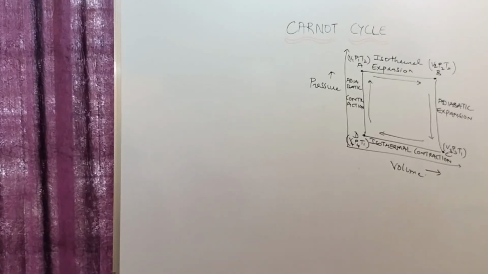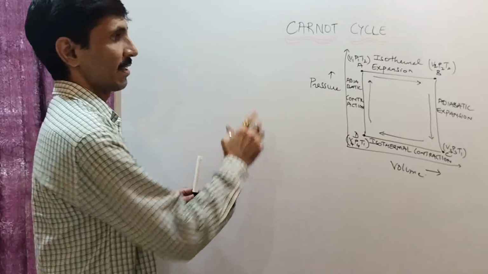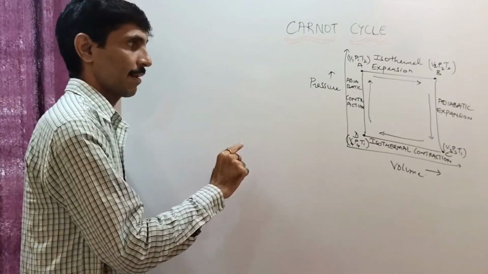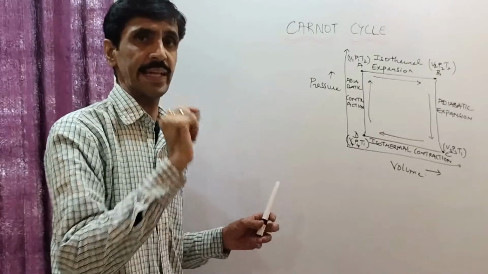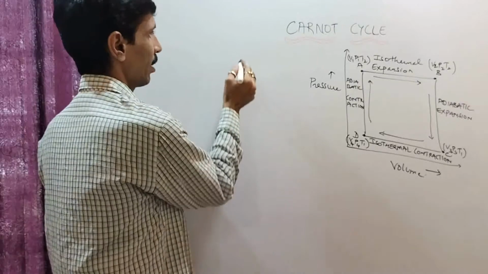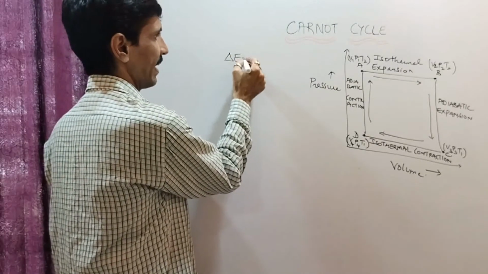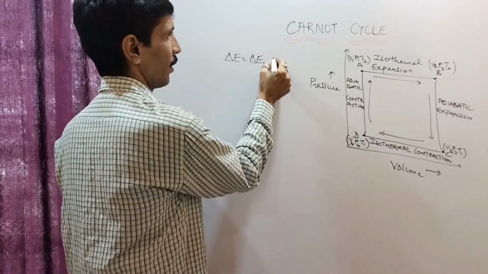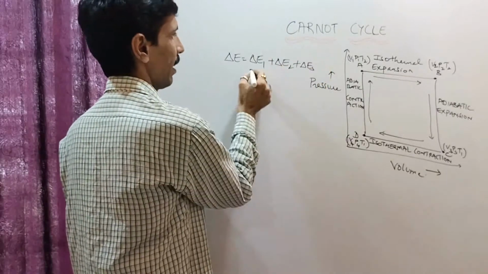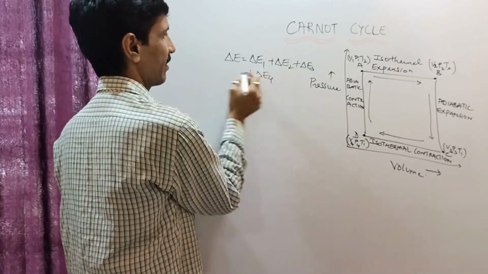Alright, my dear friends, now we move on to the last part as far as the expression is concerned, and here in this case the cycle is complete. The total internal energy will be the summation of the change in the internal energy taking place in all the 4 steps. So therefore I get an expression saying that delta E is equal to delta E1 plus delta E2 plus delta E3 plus delta E4. Okay, this is what I get.